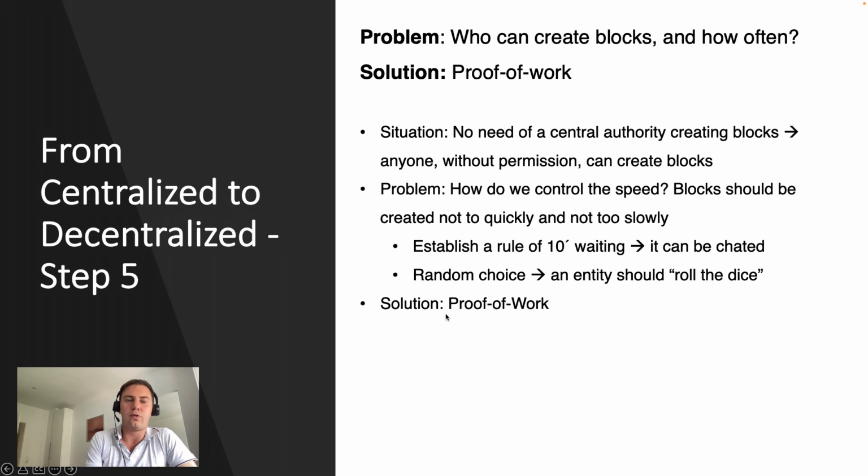Okay, so let's go to step five. Who can create blocks and how often? And the solution will be proof of work. I think you have heard these terms many times when discussing Bitcoin. So at this point, we have transactions bundled in blocks, and bookkeepers agree on the order of blocks that are propagated around the network. The next problem is who can create the blocks and how often.